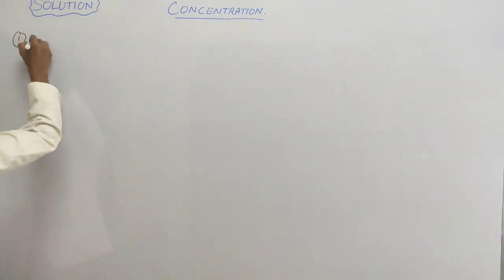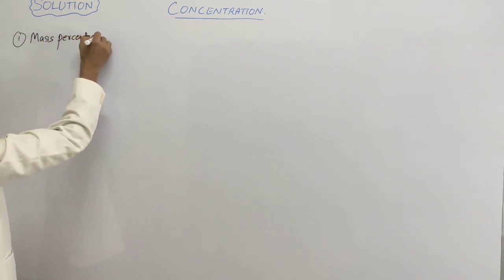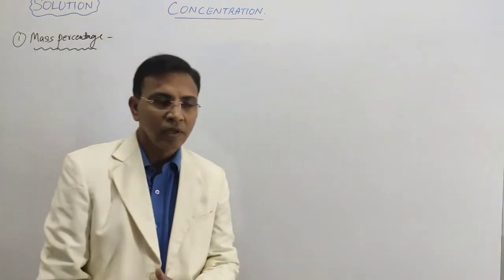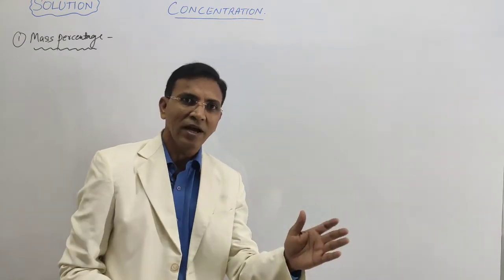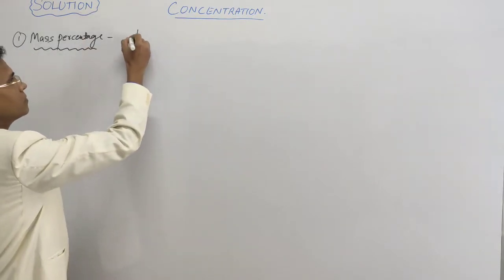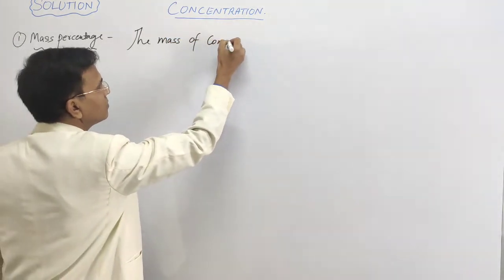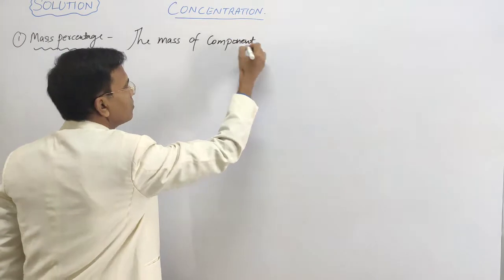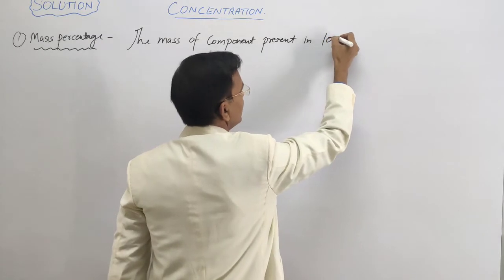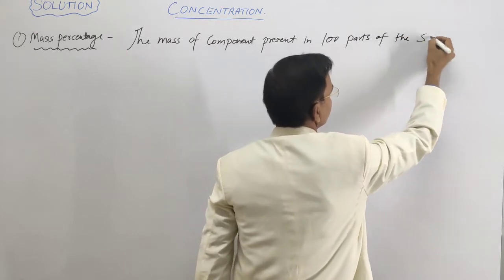So the first one is mass percentage. The mass percentage is the mass of the component present in 100 parts of the solution. So, the mass of component present in 100 parts of the solution.